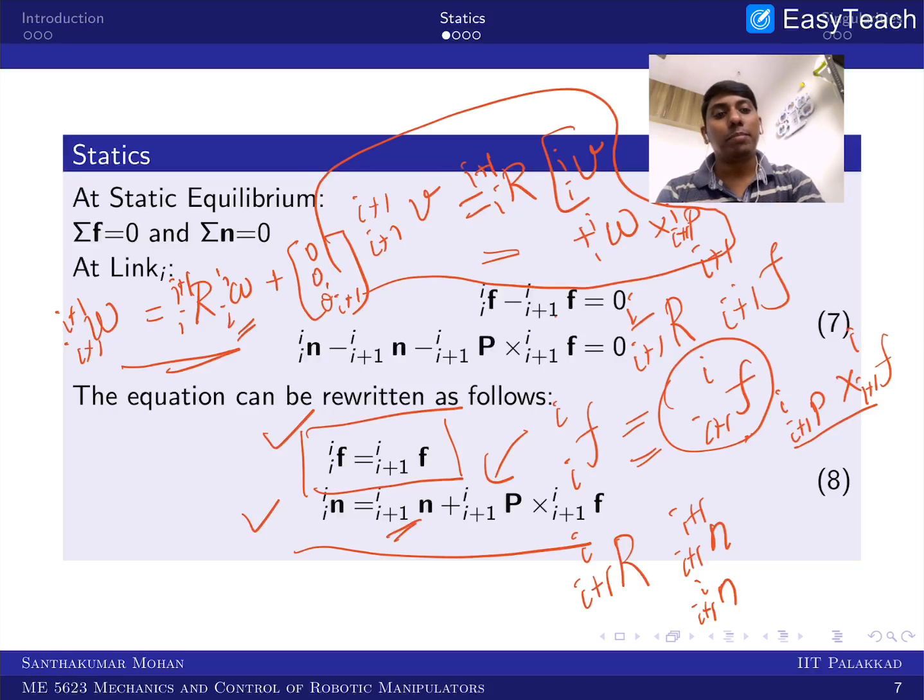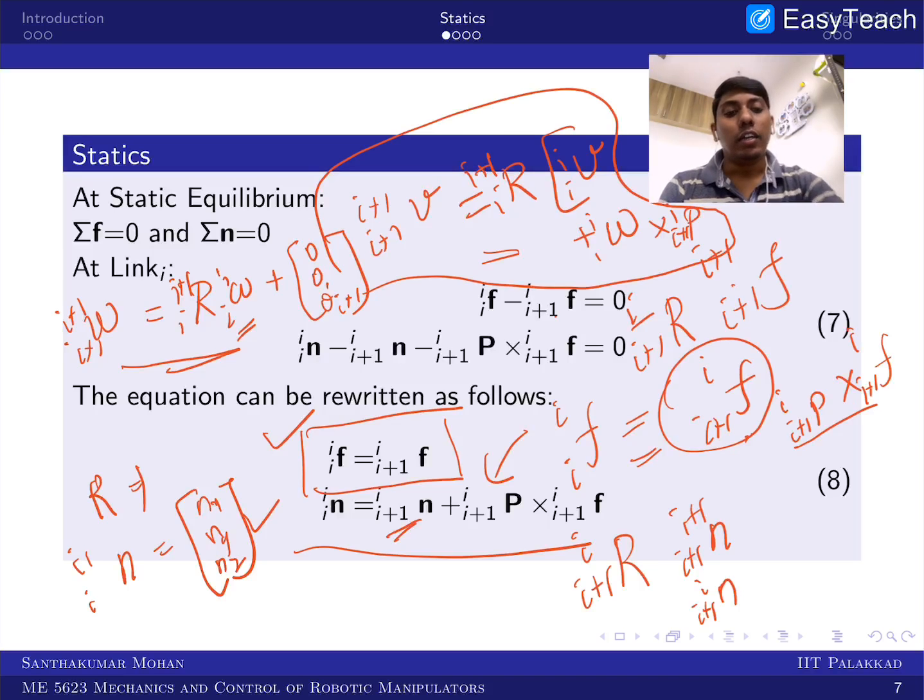And as per the rotary joint, what would be the moment? That would be n i to i. This would have three moments, I call them nx, ny, and nz. As per the rotary joint, the joint axis is associated with the z-axis, in the sense the nz is the torque.